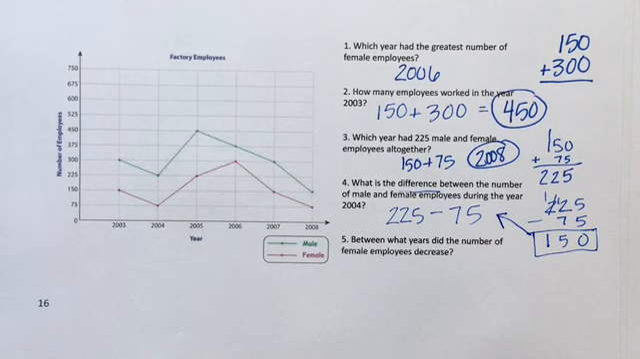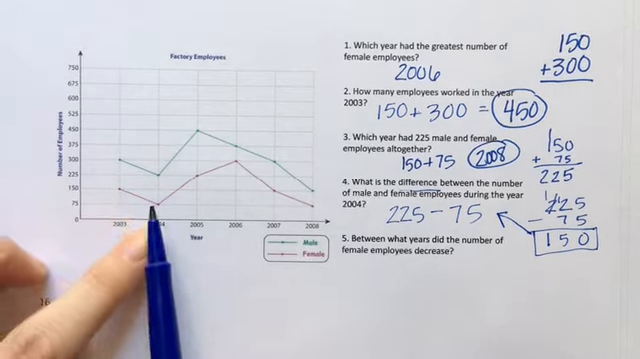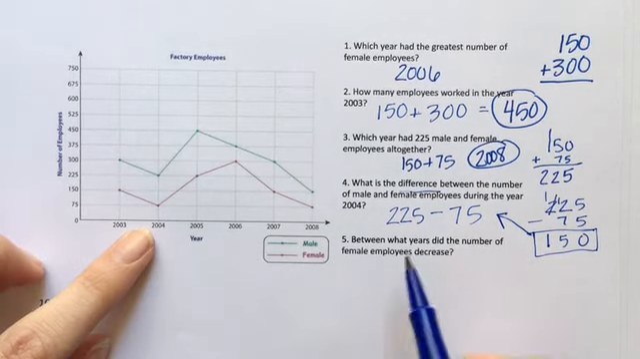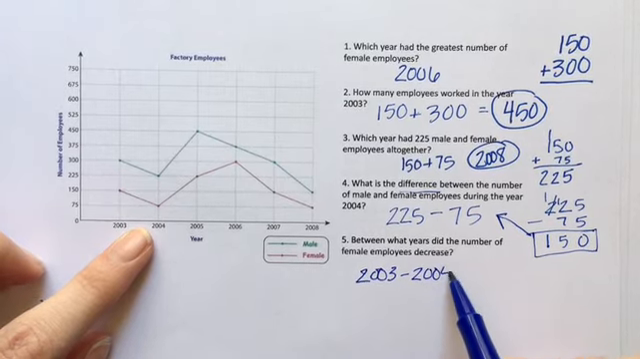Between what years did the number of female employees decrease? So looking here, between what years did the number of female employees decrease? Well, we start off here. From here to here, female employees decrease. So we could say from 2003 to 2004.